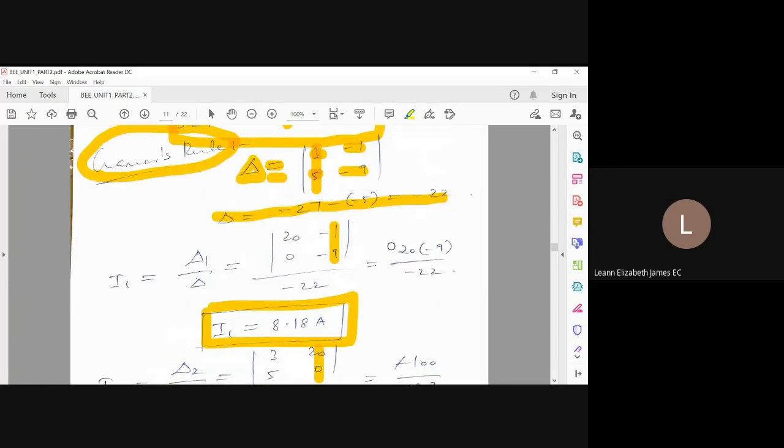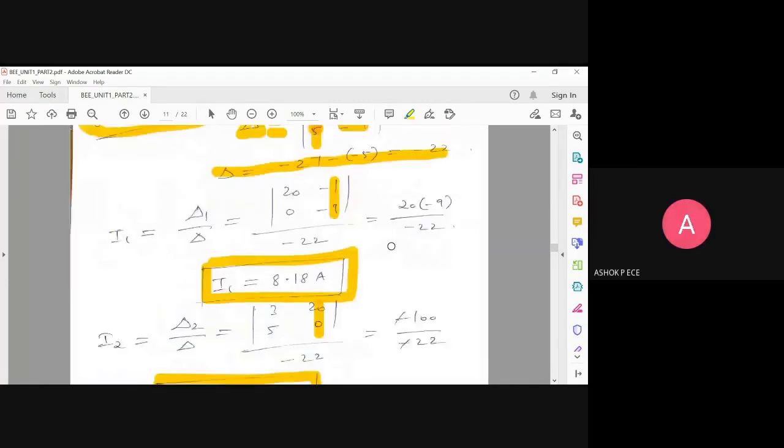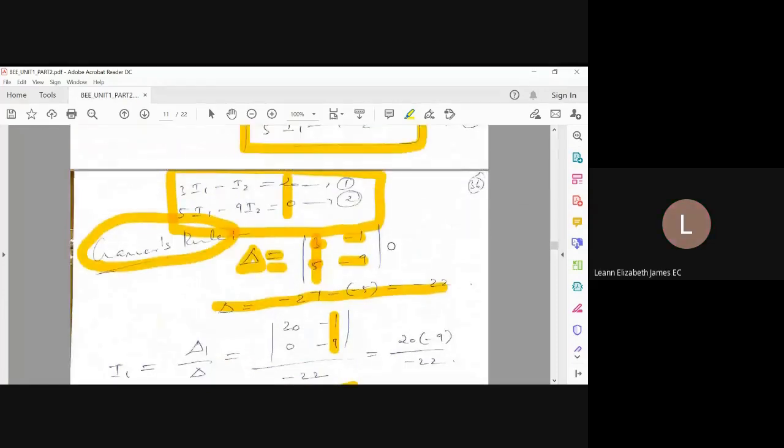I'm getting I1 as 8.18 and I2 as 4.54. Yes, I absolutely did right, the substitution. See, if you do substitution or elimination, you can parallelly do Cramer's rule also and cross-check your answer, because whatever method you do, the answer is going to be the same, right? So there is a scope for cross-checking your answer here.